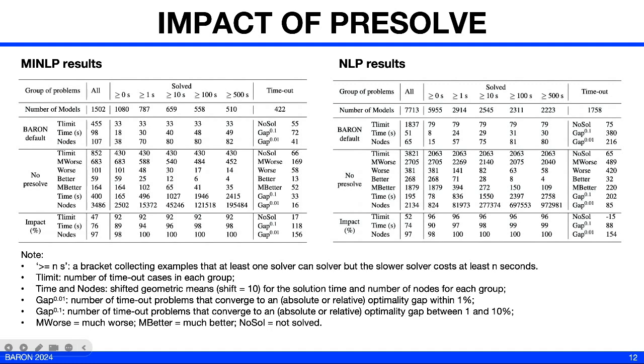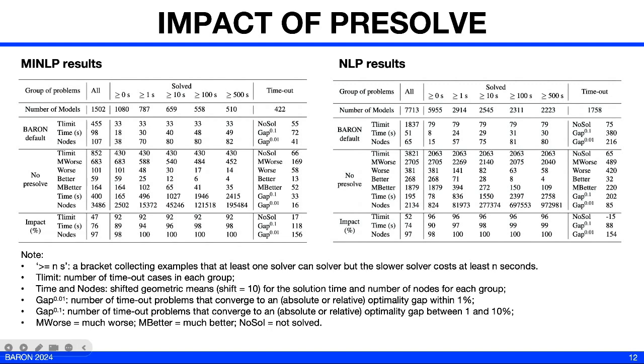And here we split the collection into 2 categories. One is called solved, another is called timed out. The timed out category means that both of these 2 solvers fail to solve the problems within the time limit, which is 1 hour.